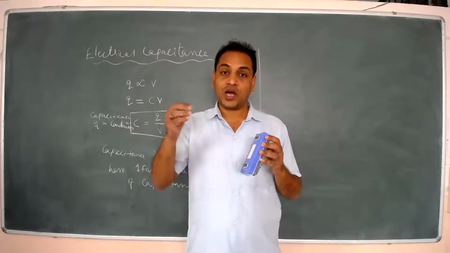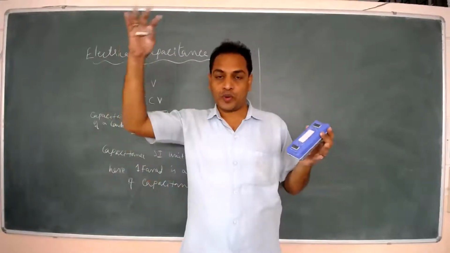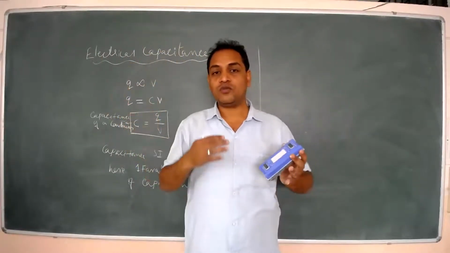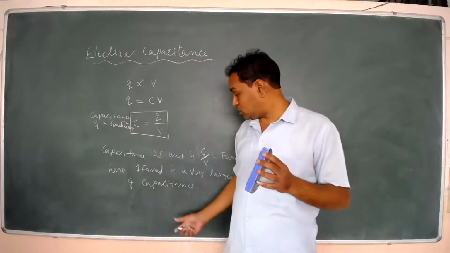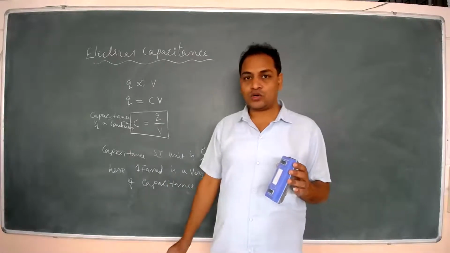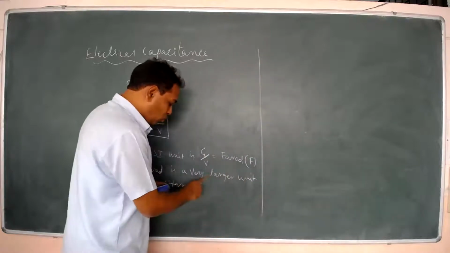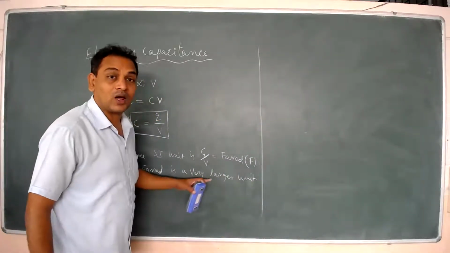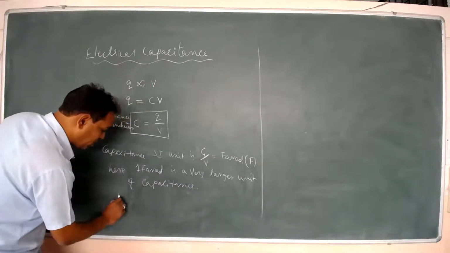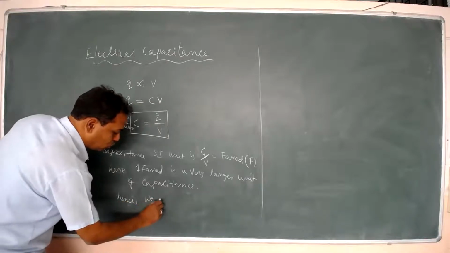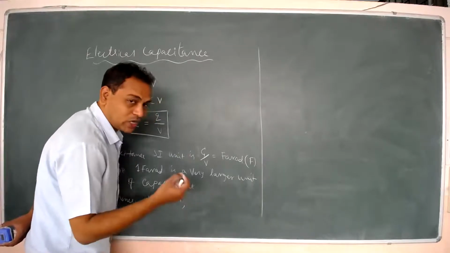That means the charge has to be very large, so that much big space is required to hold the charge. So it is a very big capacitance, and generally we don't use that much capacitance. What I am going to tell you is that 1 farad is a very large unit of capacitance. Hence we use only smaller values or smaller units.